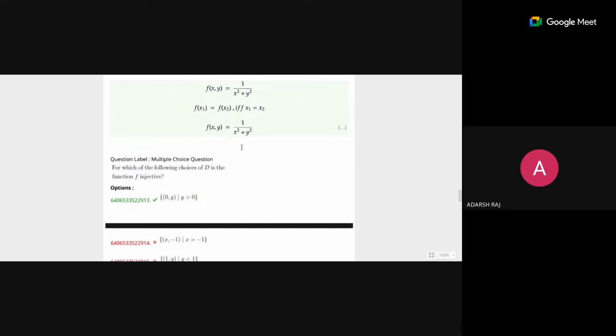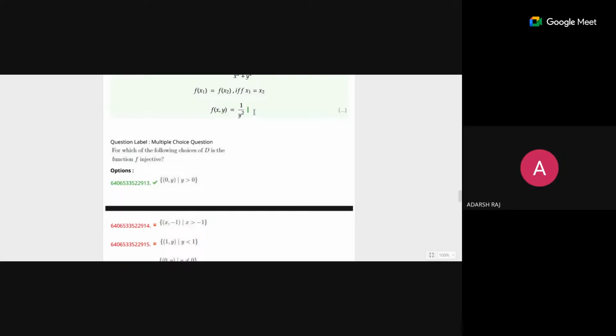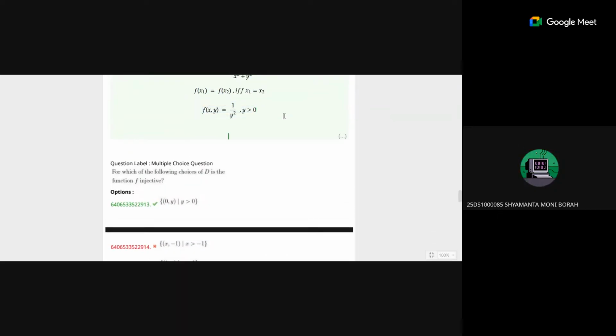So take this function. What is the input of this function here? What is the value of x here? 0. So if we put 0 here, we get y square, right? Yes. y will be 1, suppose. And here y is greater than 0. So will this function be injective or not? Yes, sir. Yes, because we get the graph of this function like this.